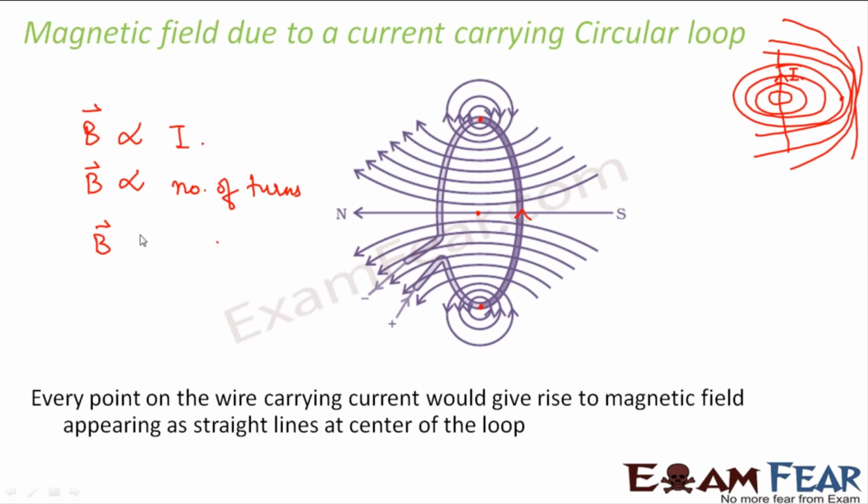And also the magnetic field is inversely proportional to the distance. Right? Now exactly what is the relation? It is exactly r square or r to the power 3 by 2, that you will come to know when you actually derive an expression for the magnetic field in case of a circular loop, which you will do in your class 12. Right? So this is how magnetic field will vary.